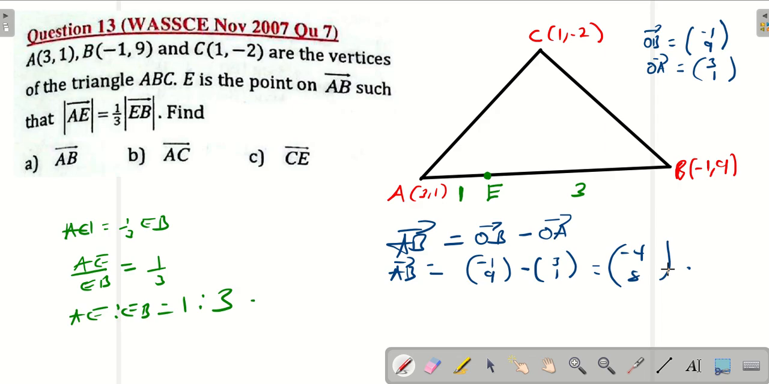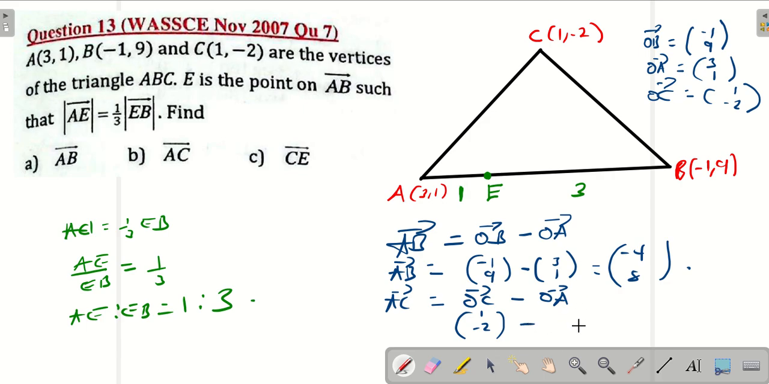Now let's go to AC. We can also do the same thing for AC. So you know what to do. Before you find AC, you have to find OC. And OC is the same as (1, -2). So now we can find AC to be equal to OC minus OA, which is (1, -2) minus (3, 1). And we have (-2, -3).